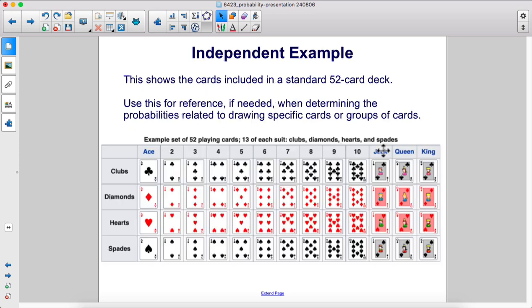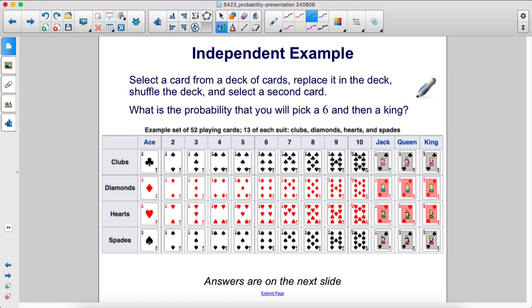And you're going to use the formula, the probability of A and B is the probability of A times the probability of B. This shows the cards included in a standard 52 card deck. We're going to use this for reference when determining the probabilities related to drawing specific cards or groups of cards. Select a card from a deck of cards, then replace it in the deck, shuffle the deck, and select a second card. What is the probability that you will pick a 6 and then a king?